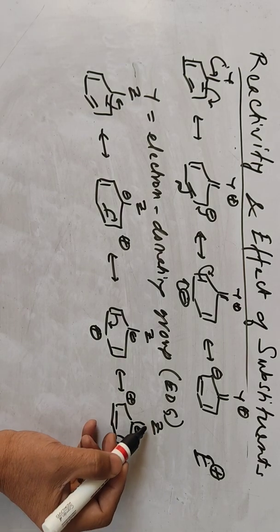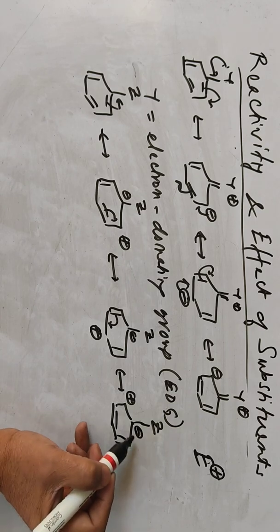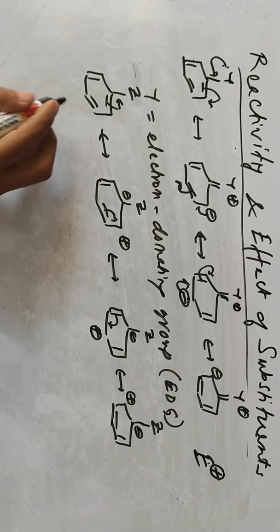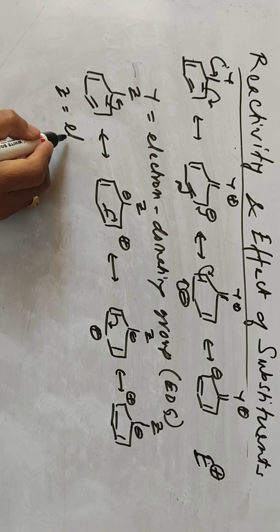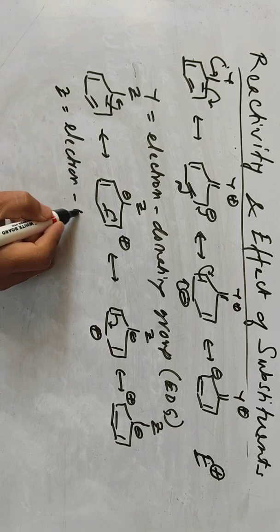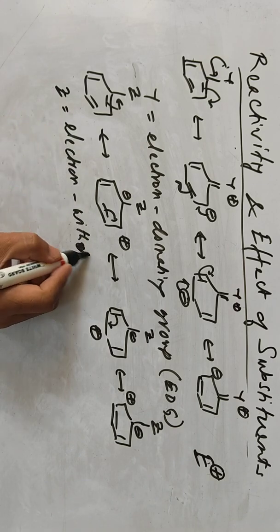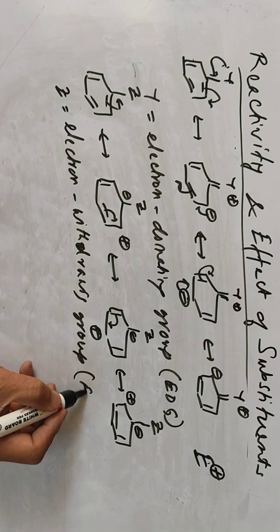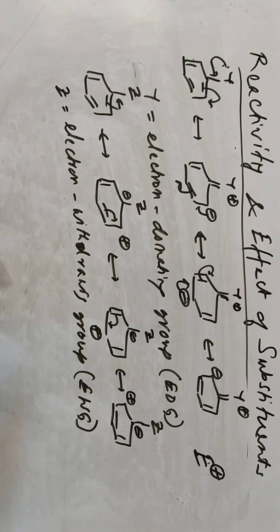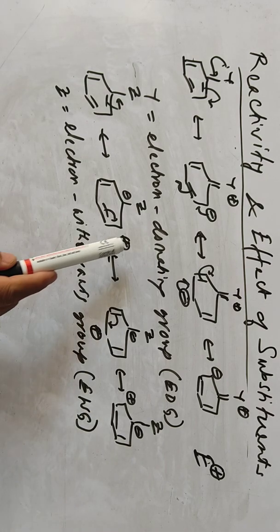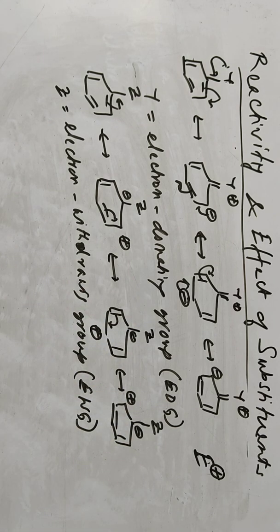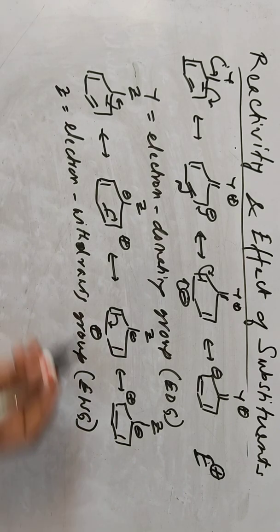Then this can be delocalized back. Here, in this case, Z is an electron withdrawing group. Then we have that the ortho and para positions are electron deficient. So here, the ortho positions and para positions are electron deficient.